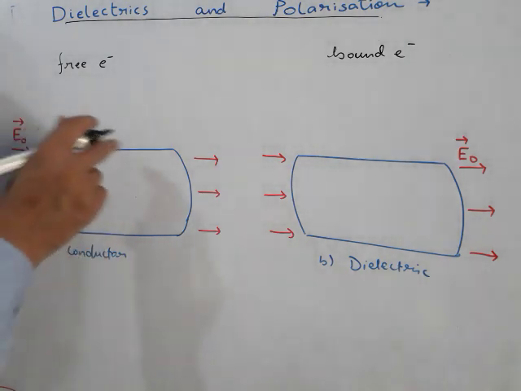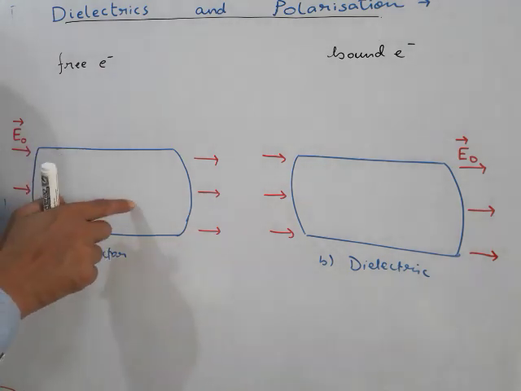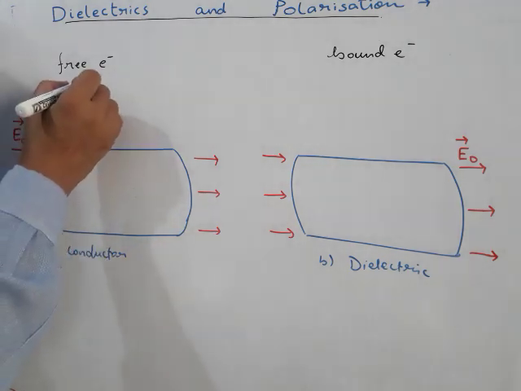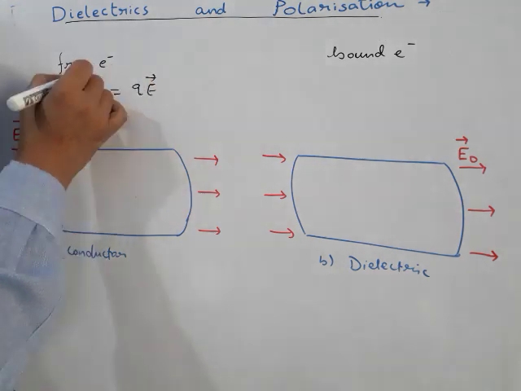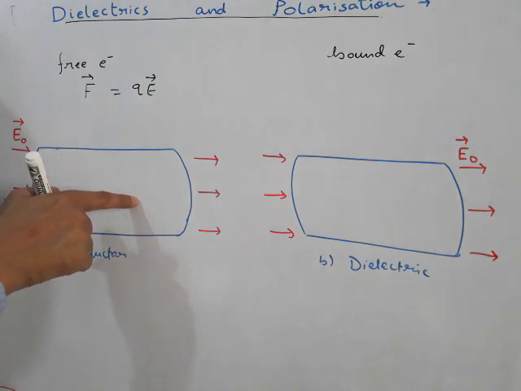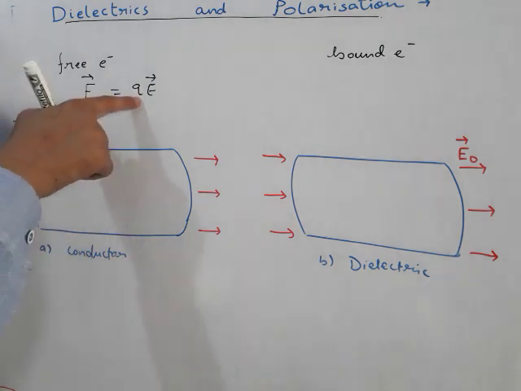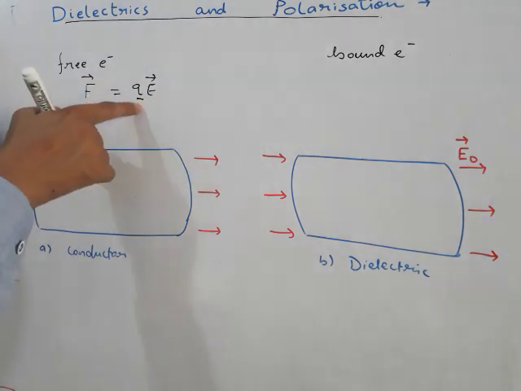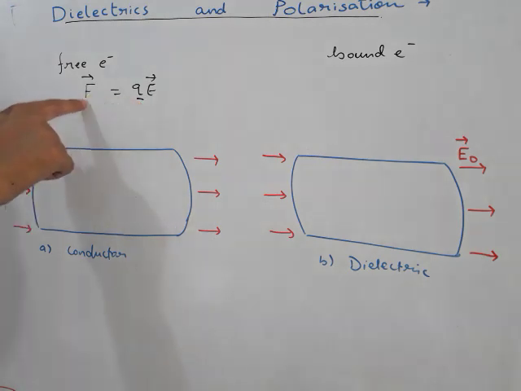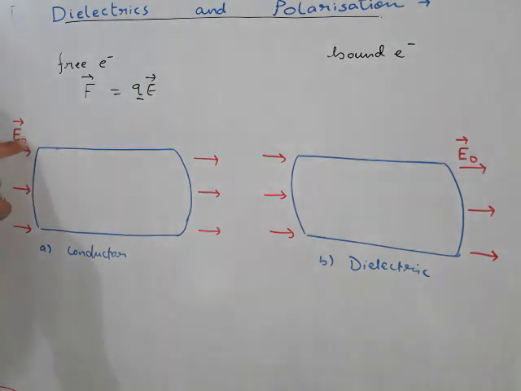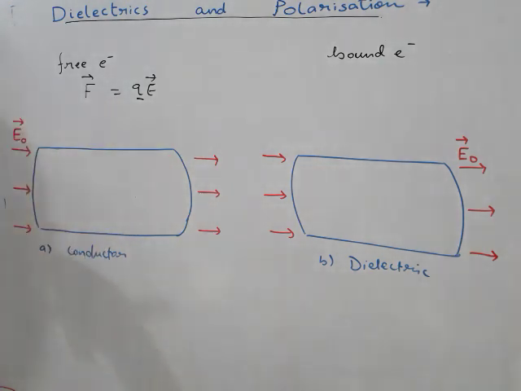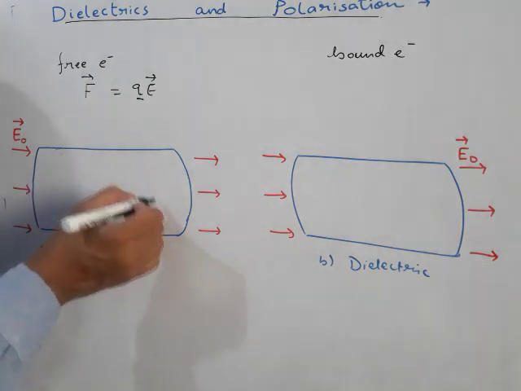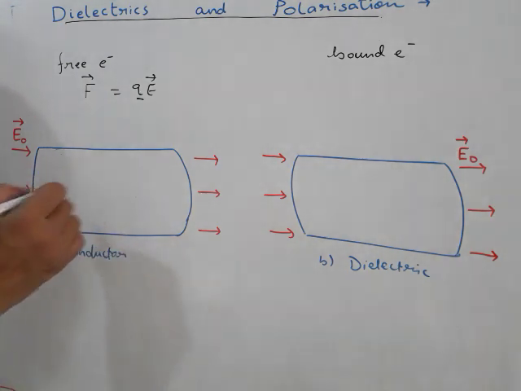But the free electrons in the conductors, what would happen? They will experience a force. You know that force on a charged particle is given by the formula Q times E. Now these charges are free electrons which are negatively charged. Since it is negatively charged, it will experience a force in a direction opposite to the direction of electric field. Electric field E0 is towards right. So the force on these electrons will be towards left. So these free electrons will shift towards left.